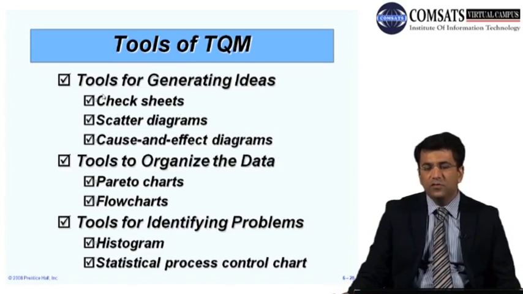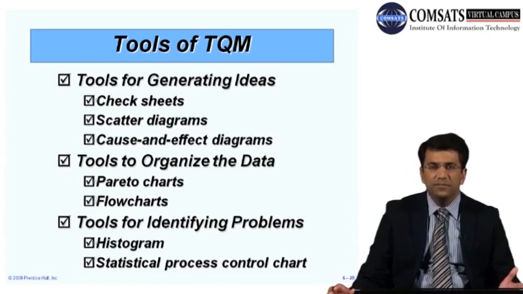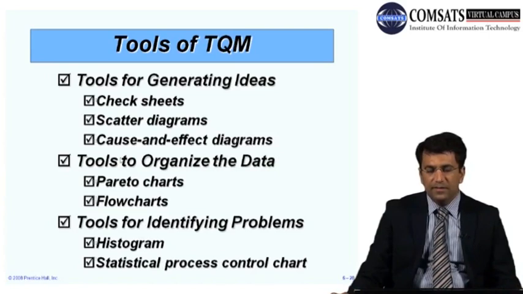Okay, first of all, the tools for generating ideas, that is the check sheets, scatter diagrams, cause and effect diagrams. So these are the three tools which can help us to generate new ideas. So we can catch these ideas and we can use these ideas in order to improve the quality in the organizational concerns. Then there are some tools to organize the data, that is the Pareto charts and flowcharts. Then there are the tools to identify the problems, histograms, statistical process control chart. So all these tools are related to statistical approaches. So let's discuss these tools one by one and how they are important to manage the quality.